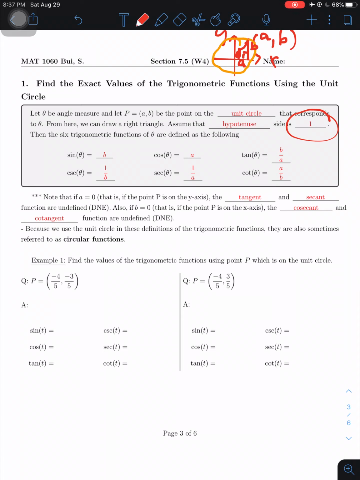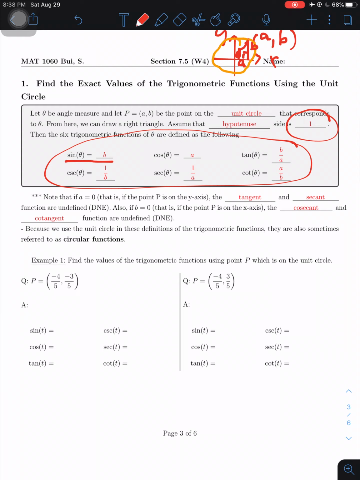So b here is our opposite, a here is our adjacent, and the 1 here, the radius, is our hypotenuse. By that, we can write all 6 of them based on a, b, and 1. Sine here is SOHCAHTOA, so sine is opposite divided by hypotenuse, which is b divided by 1, and b divided by 1 is b. That's why we have sine of theta equals b. We can do the same thing for all 6 of them. I have the answers here, so I'm not going to waste your time explaining all 6 because everyone seemed to get this really well on the first quiz. But if you do have questions on any of these, please let me know, okay?